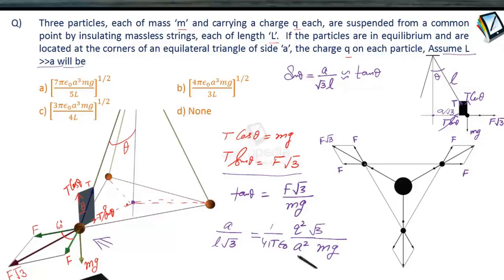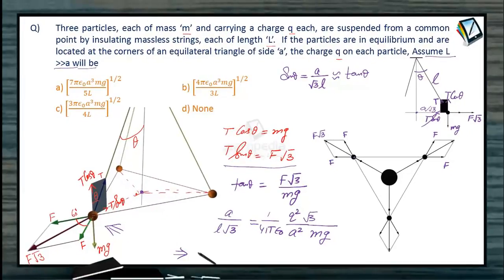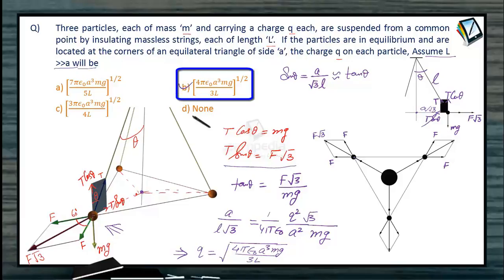So on calculating this, what are we going to get? We get q equal to the square root of 4 pi epsilon naught A cube mg divided by 3L. So this is the answer. The charge on any of the charged particles will be this. So option B will be the correct choice for this question.